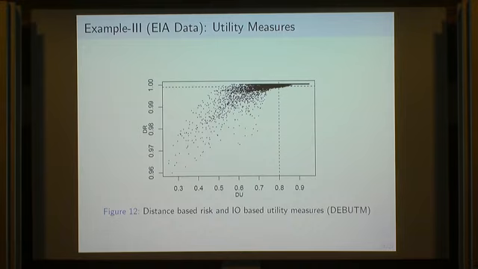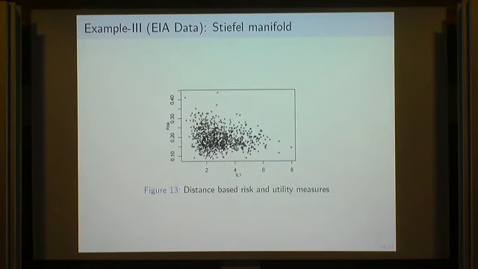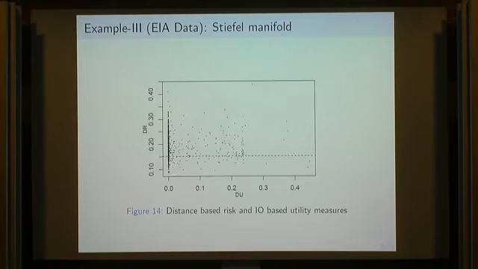Now if we generate data from the Stiefel manifold again, what happens for this data set? Again, information loss is huge. Of course, the risk is very low. Now, if we replace this measure by the interval overlap measure based on gamma and gamma hat, then here we see utility is not very high, though the risk measure is not that very high either.